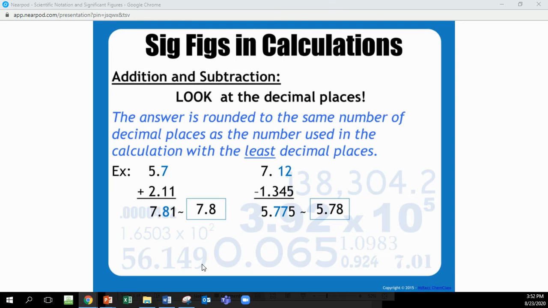5.775. You need to put that in 2 decimal places. So you look at the second 7, you look at the digit to the right of it. It's a 5. That's going to make you round to 5.78. You're using the rounding rules here as well. Okay? So when you're doing addition and subtraction, you are looking at decimal places. The one with the least number of decimal places determines how many decimal places your answer will have.